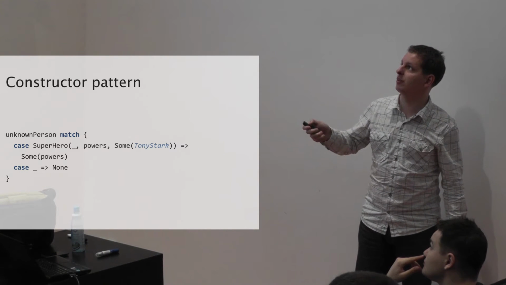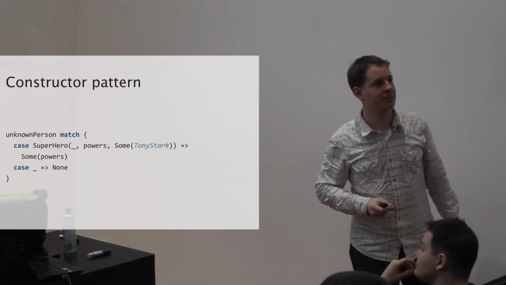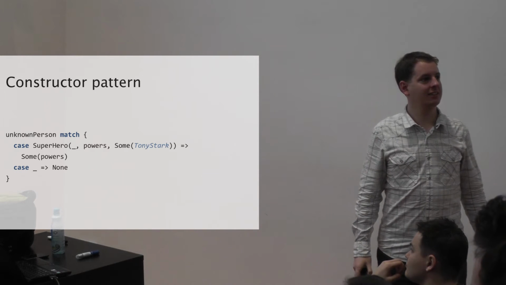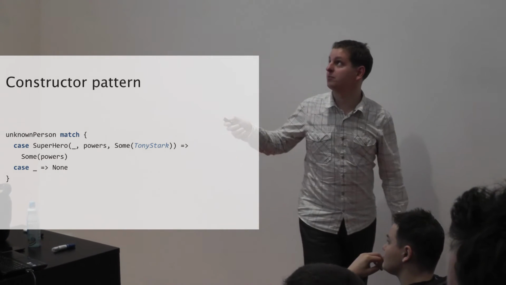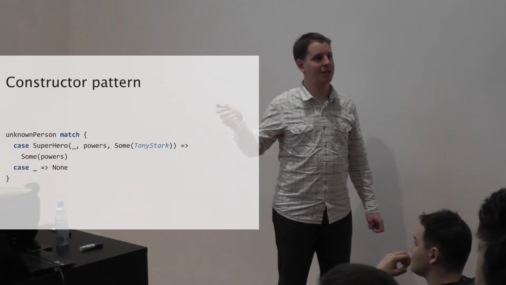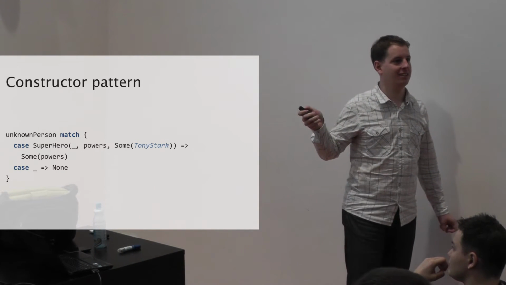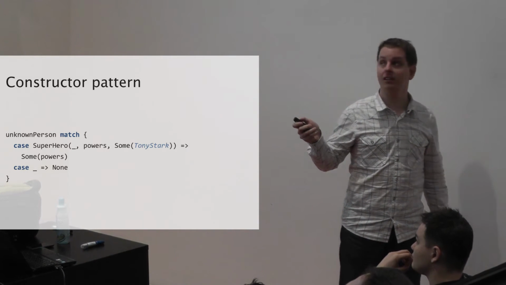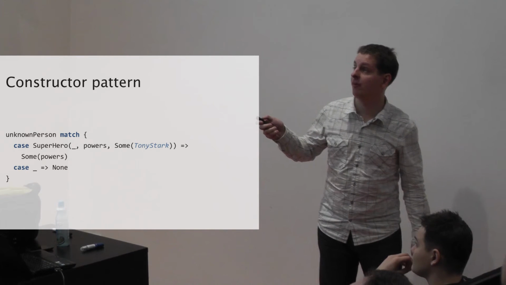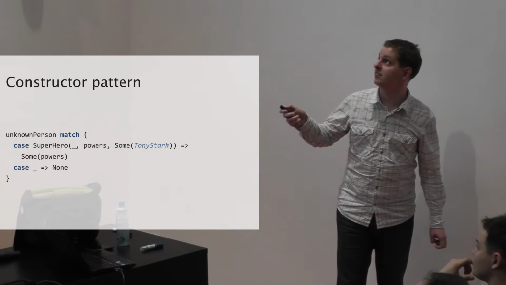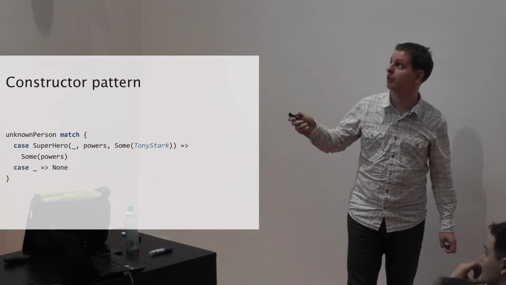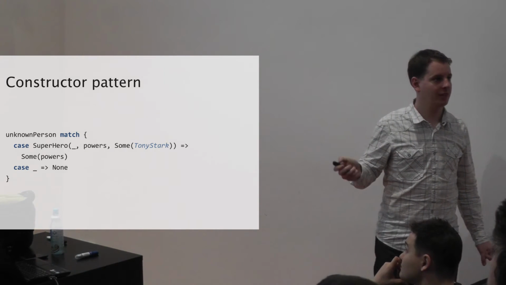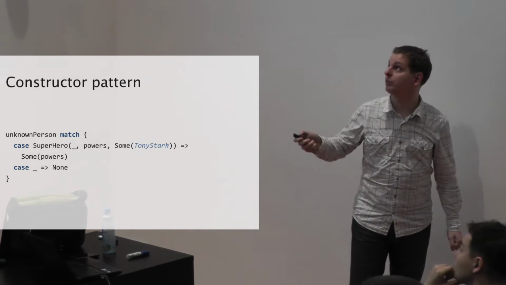What is this? The powers. What kind of pattern is it? It's a variable pattern. So what does it mean? What does it match? It matches anything again and creates a new variable and puts the second parameter of the class superhero into it. So this is how we extract the powers attribute, the powers field from this instance.